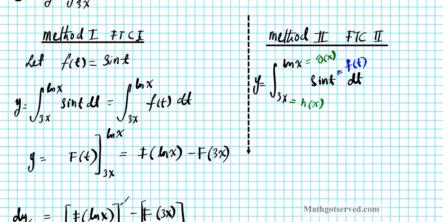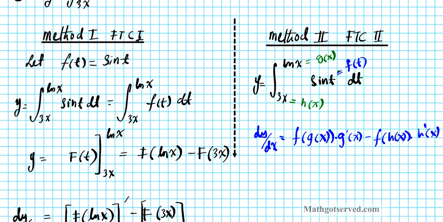Okay, so the formula says that when we find the derivative, dy dx, let me write this in blue, dy dx is f of g of x times g prime of x minus f of h of x times h prime of x. So all we are simply going to do here is take the values of f, g, and h and plug them into this formula, and that'll be that. Okay, so let's go ahead and do it.